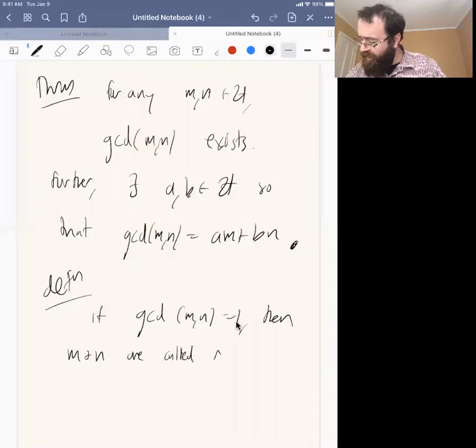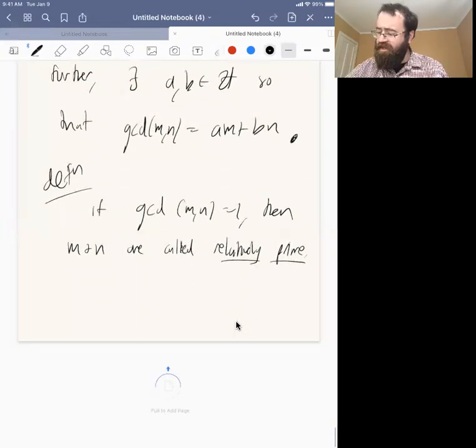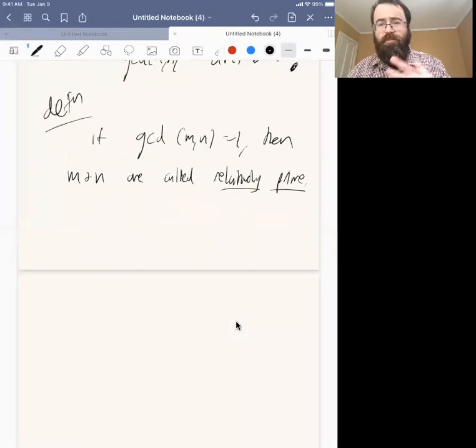Are called relatively prime. Okay. So let me just specify what this means in the important case. The word prime is coming up. So is this related to prime numbers?